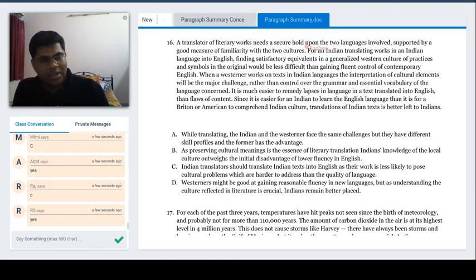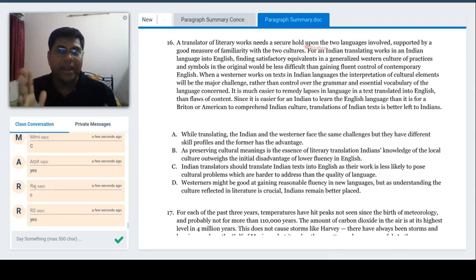Since it is easier for an Indian to learn the English language than it is for a Briton or American to comprehend Indian culture, translations of Indian texts are better left to Indians. So the author says that translation of Indian texts is better left to Indians. Why? Because they have a better understanding and appreciation of Indian culture, and therefore they would be in a better position to do justice to the content. That means the author says translation should be done by those who have a better understanding of the culture than by those who have a good command of the language. Right?